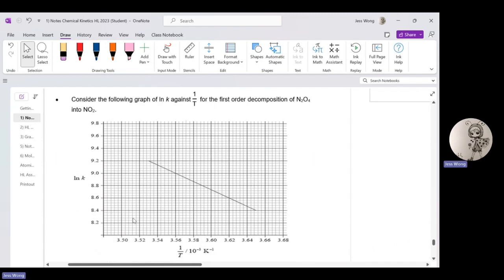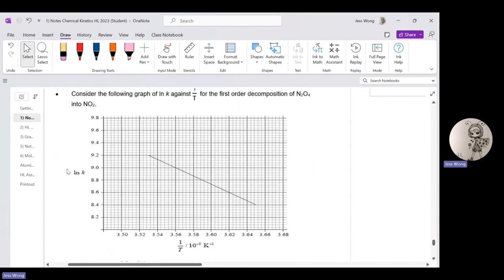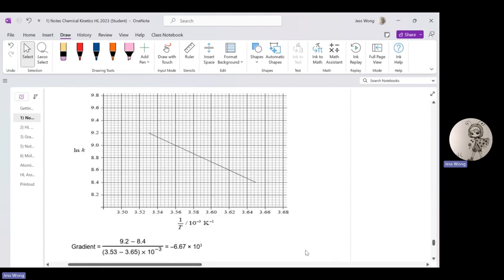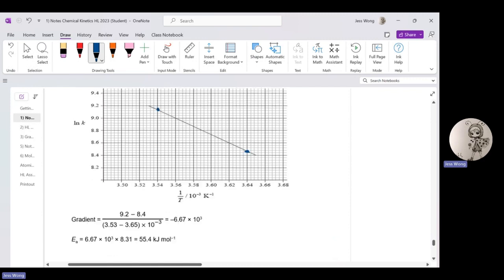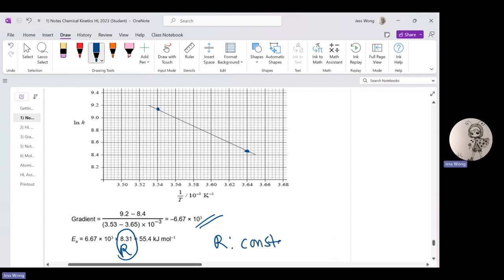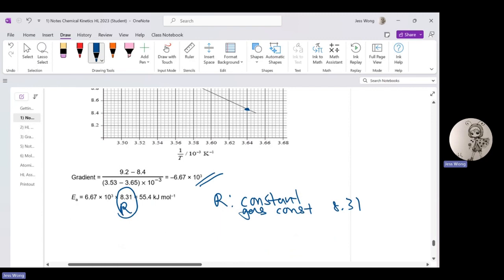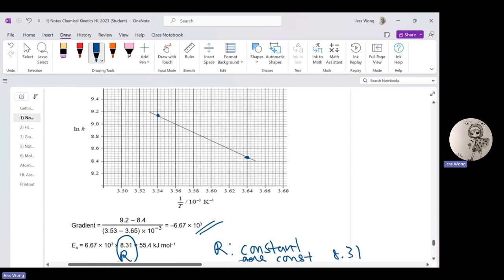So with that, let's look at one example. You have a plot of ln k against 1 over T. You can see it's a negative slope. So what we do is you can choose any 2 points and then you find the gradient of the line: y increase over x increase gives you the gradient. After you have gotten the gradient, multiply by your R value, which is 8.31. R is actually a constant, and we call it the gas constant. The value is always 8.31. So you multiply by 8.31, and you should be able to get the activation energy of this reaction.